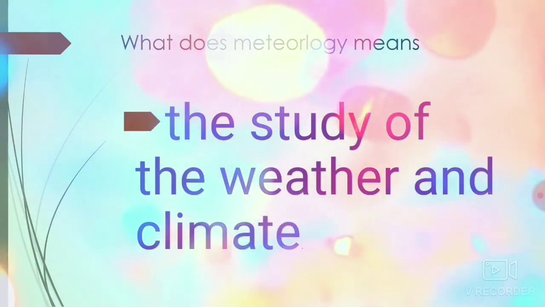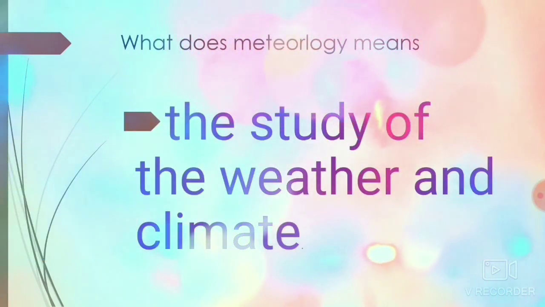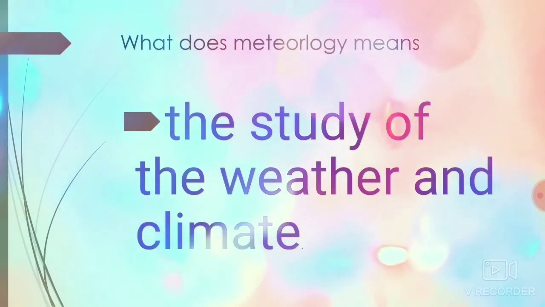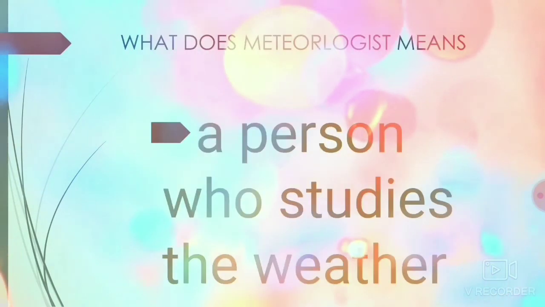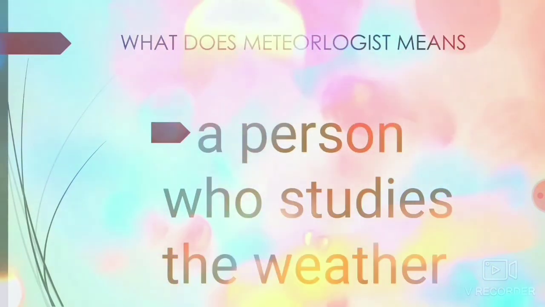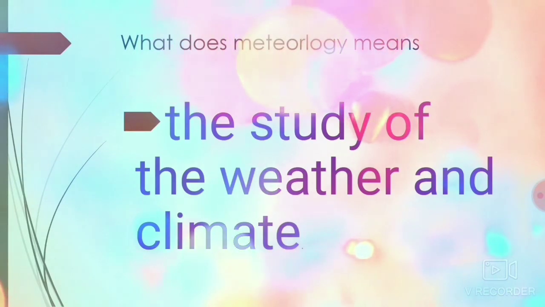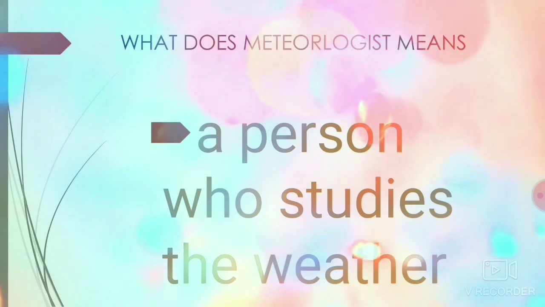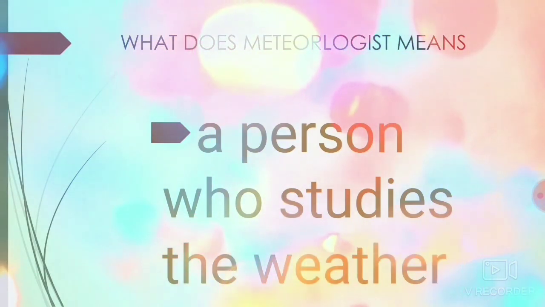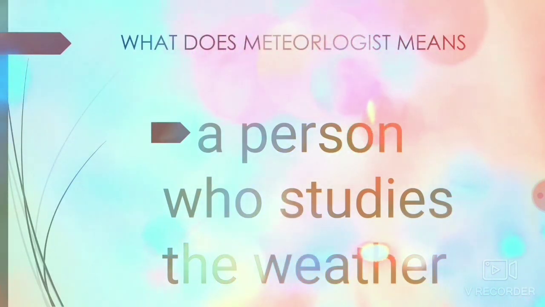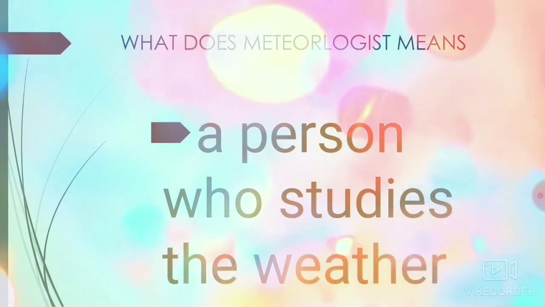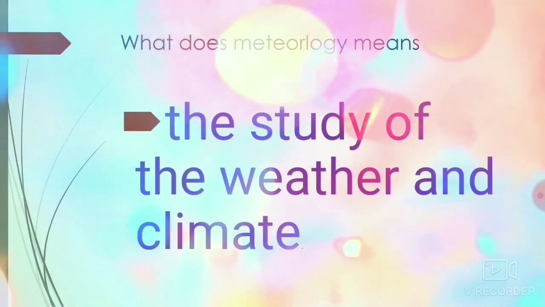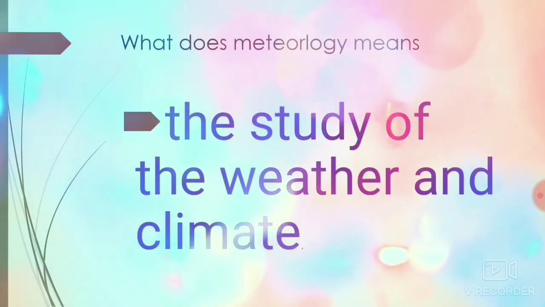And friends, what does meteorology mean? The study of the weather and climate. The study of the weather and climate is called meteorology, friends. And what is a meteorologist? Do you know the difference between meteorology and meteorologist? A meteorologist means a person who studies the weather. This is called a meteorologist. But meteorology is the study of weather and climate.